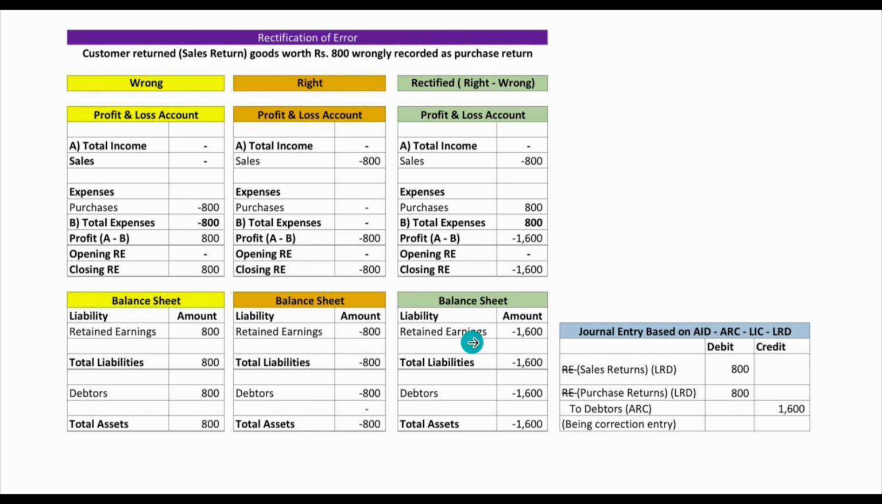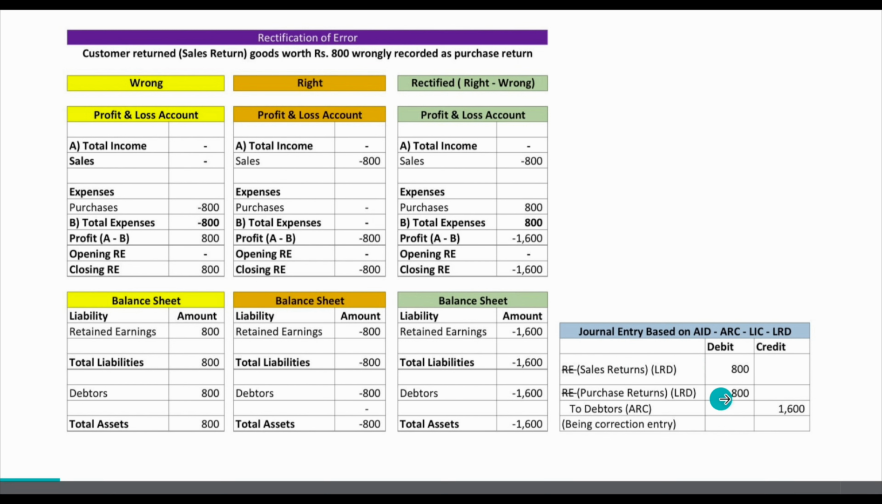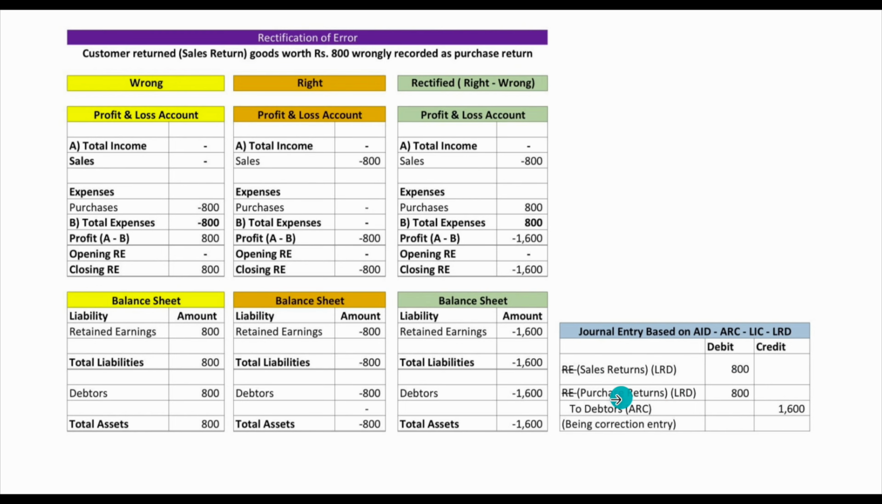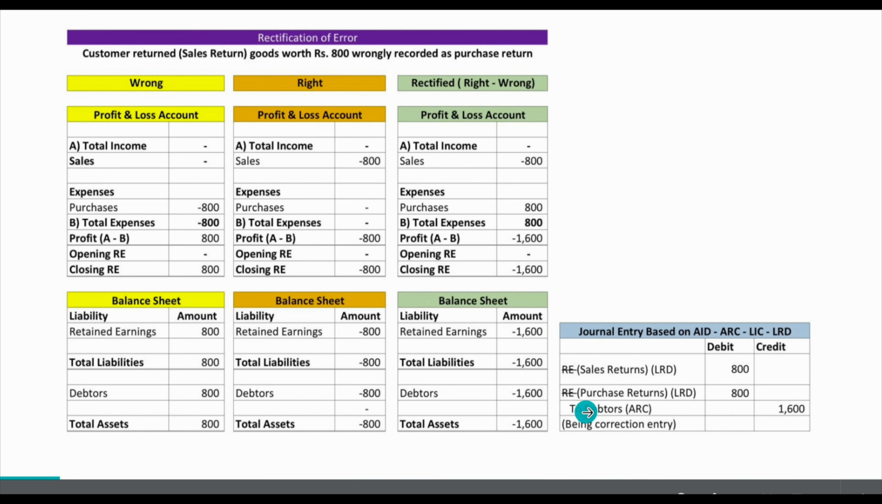However, whenever retained earning is affected in any transaction, you do not directly write the word retained earning. Rather, you write the transactions which are affecting this retained earning. So here it is sales 800, but it is return. Therefore, sales return 800 and purchase return 800, this one. So sales return debit 800, purchase return debit 800, and debtors credit 1600. Narration is being correction entry, and thus we have passed the necessary rectification of error entry.